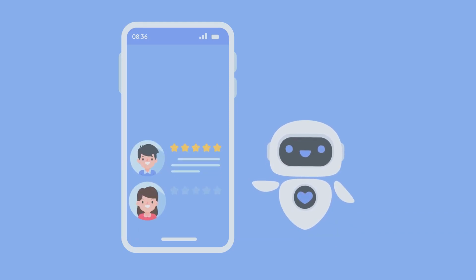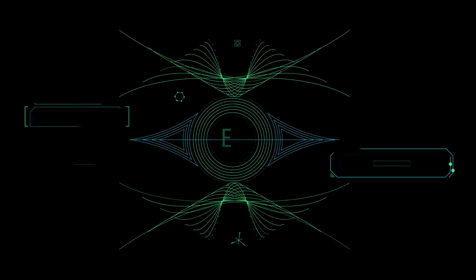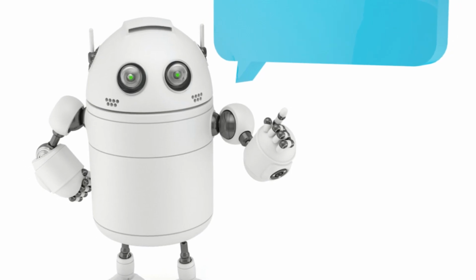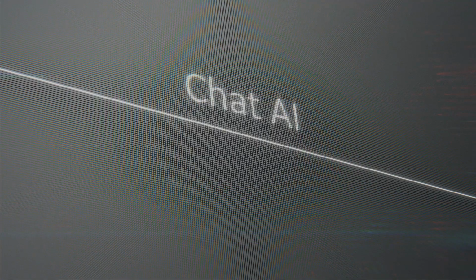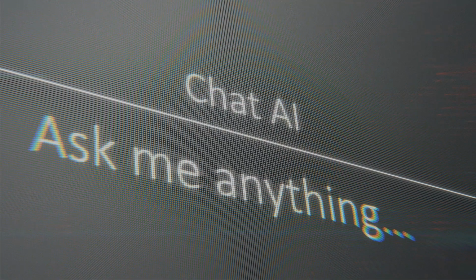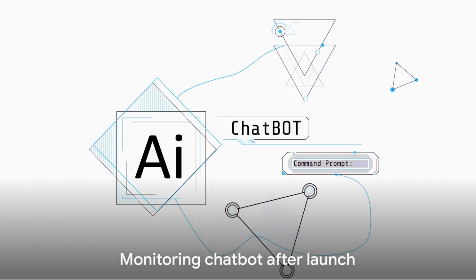After thorough testing, you're ready to launch your chatbot. This means integrating it into your website, app, or any other platform where you want it to interact with your customers. Make sure that your chatbot is easily accessible to your users. It should be visible on your website's homepage or within your app, and it should be easy for users to initiate a conversation. Remember, your chatbot is a representation of your business. It should reflect your brand's personality and values.